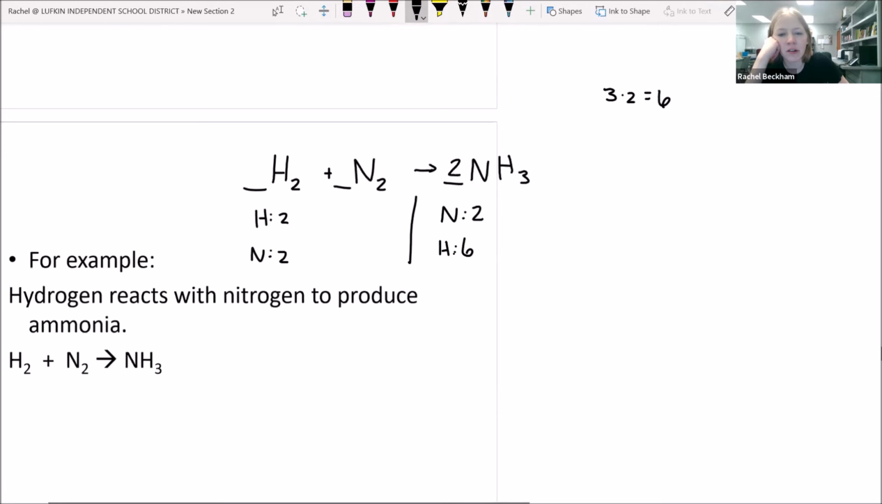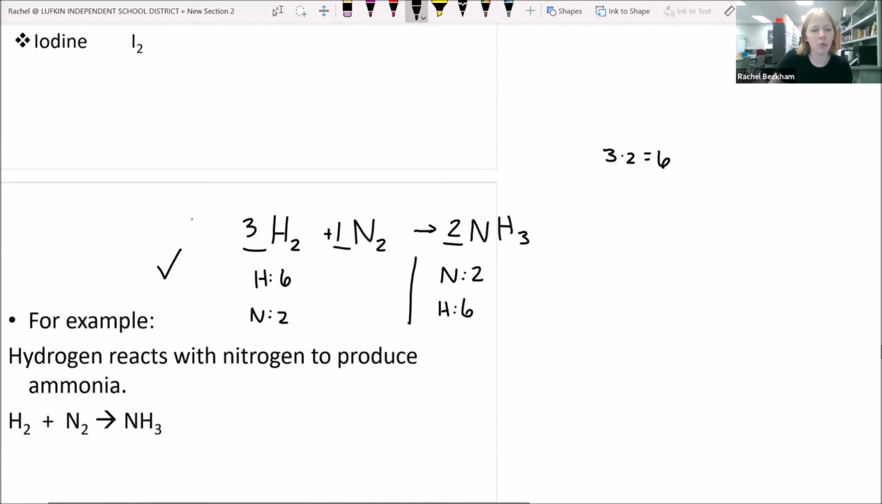So I've got 6 O's over here. I've got 2 over here. So I'm going to multiply by 3 to get this side to 6. This 3 only gets applied to the hydrogen because there's a plus sign separating the hydrogen from the nitrogen. And so now it looks like I'm all even. I've got 6 and 6 and 2 and 2. So this equation is now balanced.